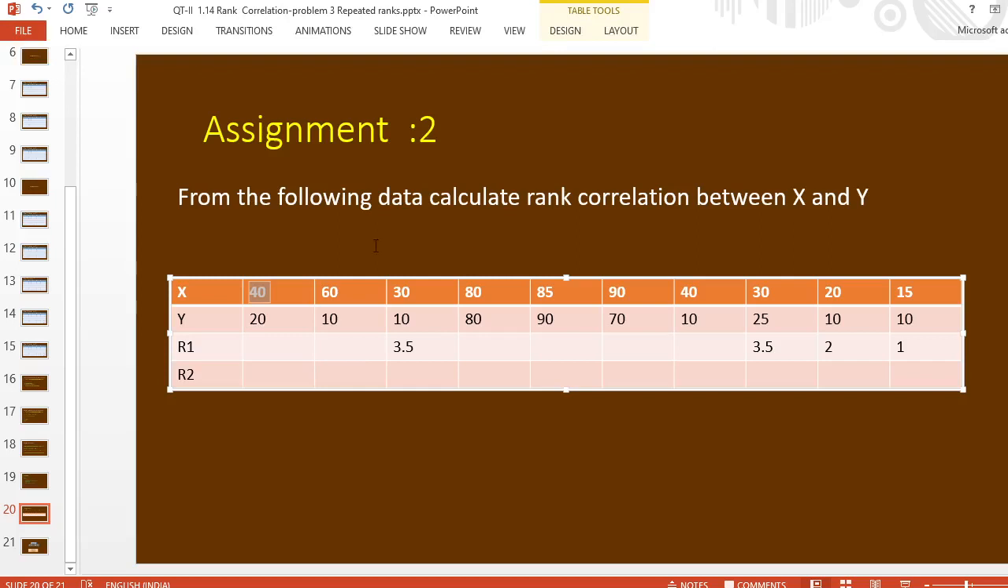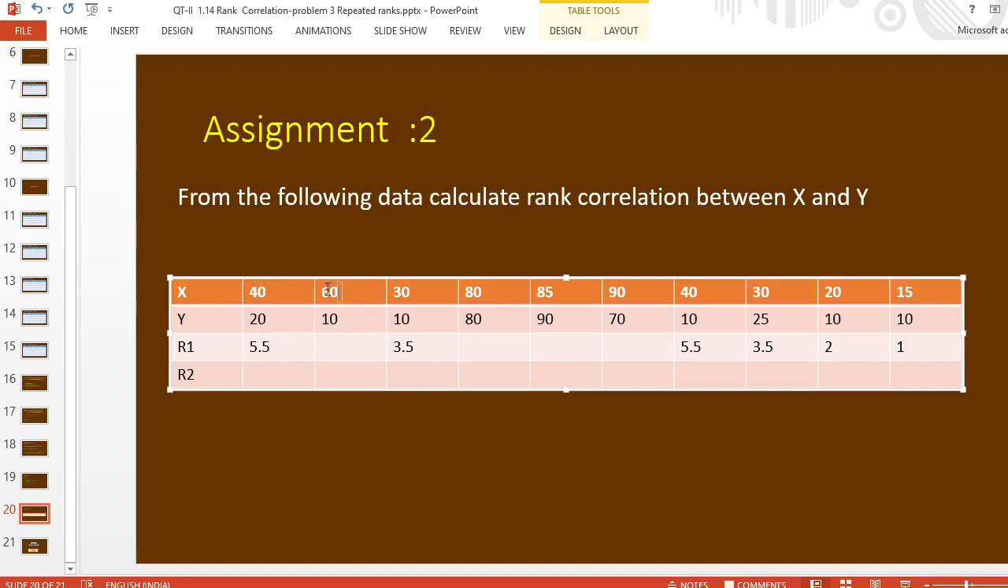So I'll jump to fifth rank. If I am going to continue with the rank, I should give 5 and I should give 6. So average rank for this repeated 40 is 5 plus 6 divided by 2, which means 5.5 and 5.5. After 40, the next number here is 60.